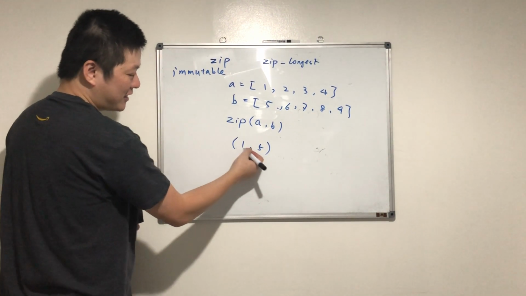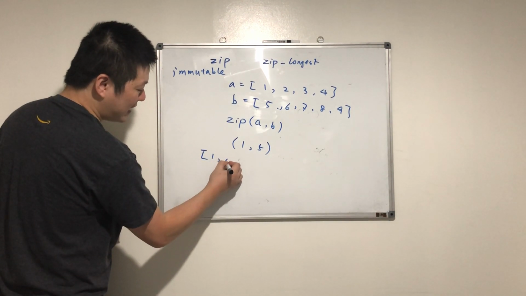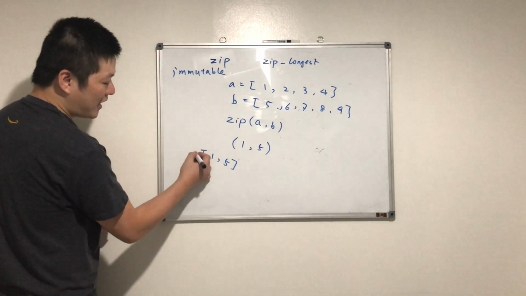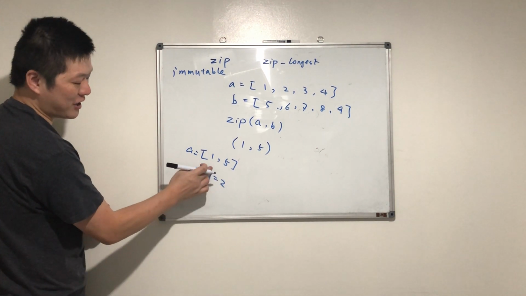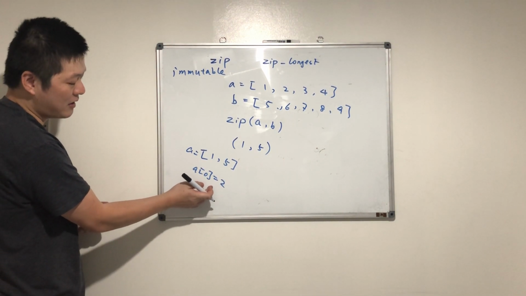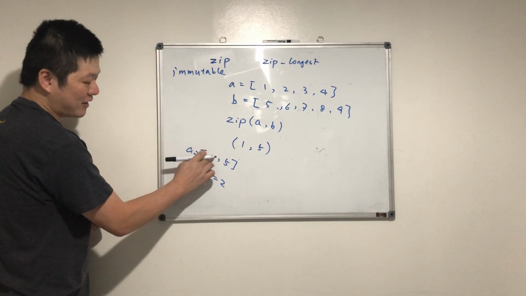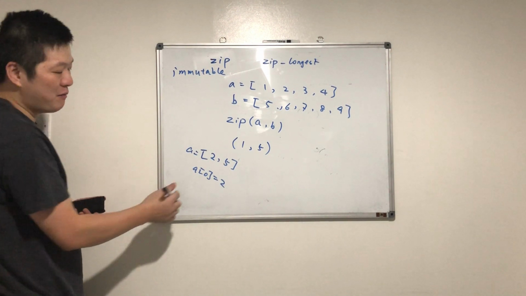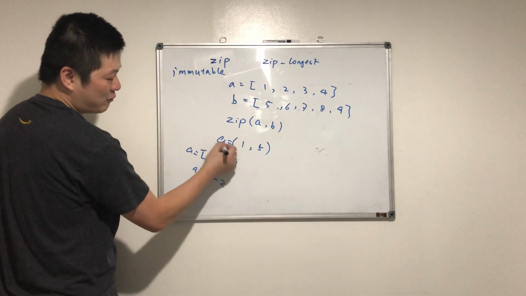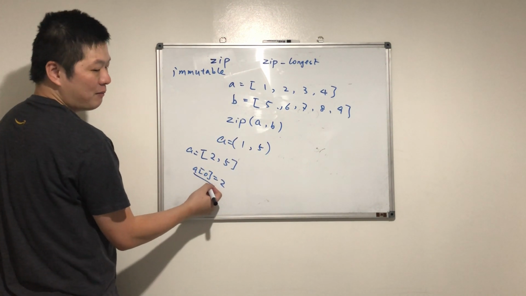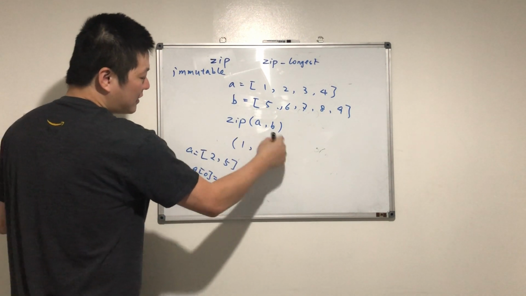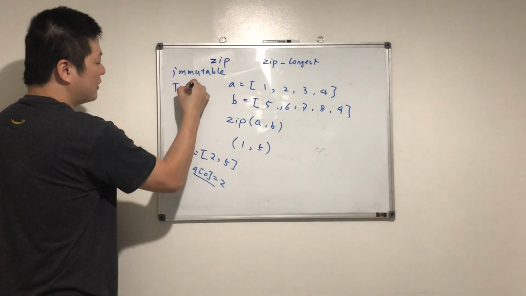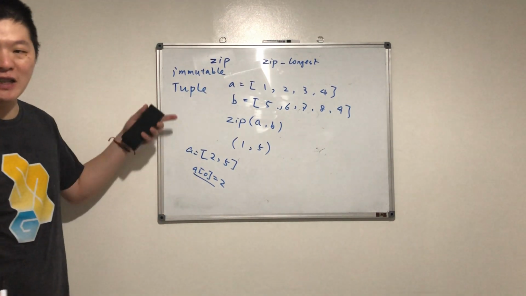1, 5, it's like a list. You can change it. You can say A0 equals 2, then you can change it. But this you can't change. When it's A15, you can't do this because it's immutable, okay? This is called a tuple, T-U-P-L-E, tuple, means can't change.